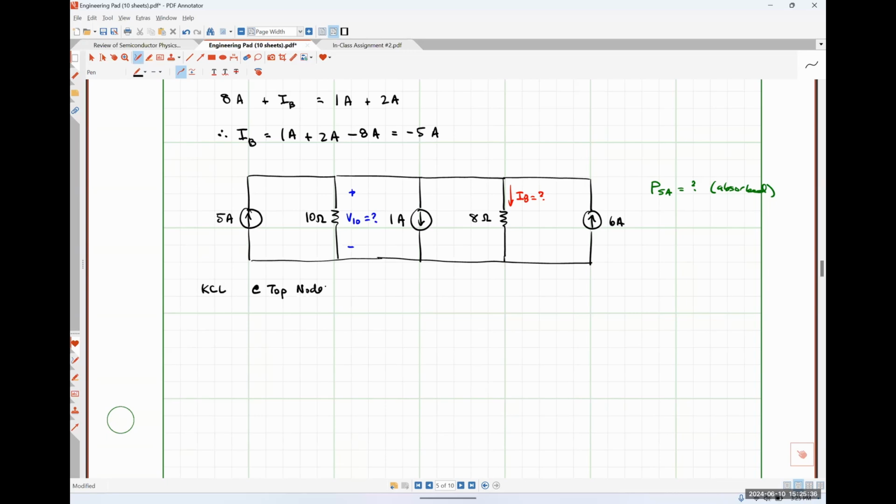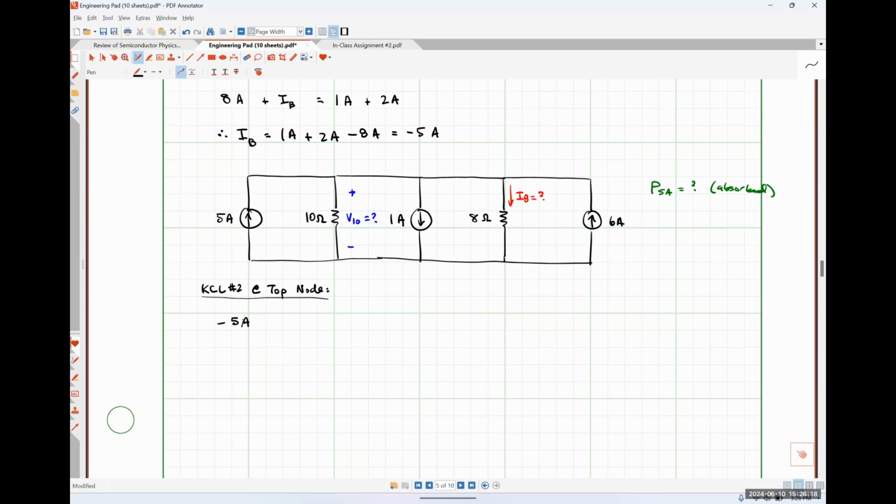You guys pick which version of KCL we're going to apply, but let's not use the currents flowing in equals currents flowing out. Let's see another one in action. Number 2, so that's all of the currents exiting. All right. So that 5 amp source on the left, it is entering the top node, so it should get a negative sign.